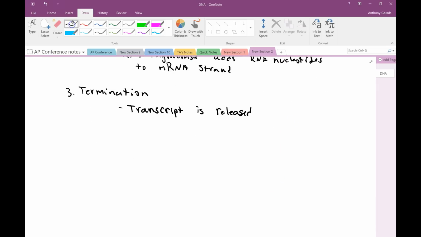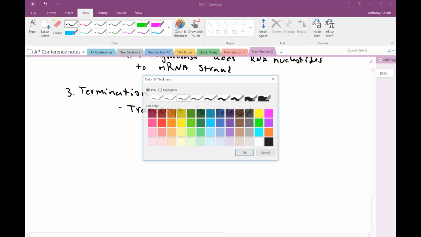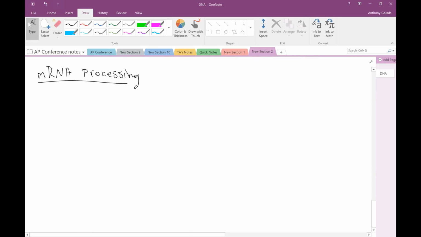Okay, so now we go to mRNA processing. This happens in the nucleus, so does that happen in prokaryotes or eukaryotes or both? It only happens in eukaryotes because prokaryotes don't have a nucleus for this to take place in. So this is only eukaryotes.